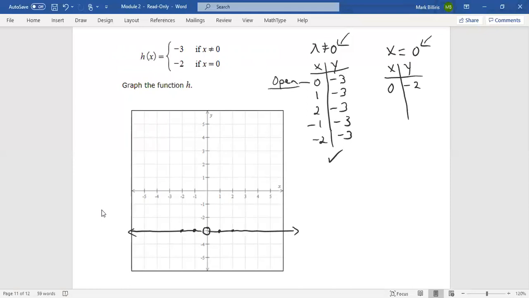Now it says if x is 0, y is -2 is included. So that's all I need to do is put a single point there.